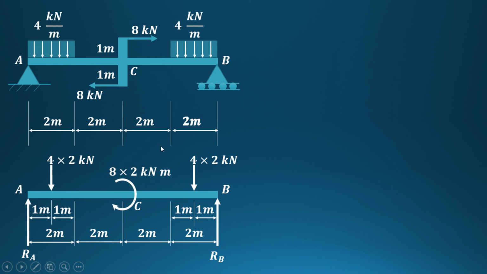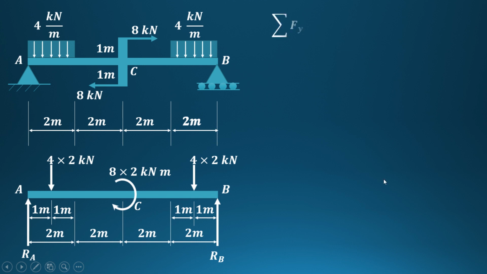So the equivalent free body diagram for the above diagram is an 8 kN load acting at a distance of 1 meter from the left-hand support, similarly an 8 kN load acting at a distance of 1 meter from the right-hand support, and at the center there is a moment of 8 into 2, that is 16 kN meter.